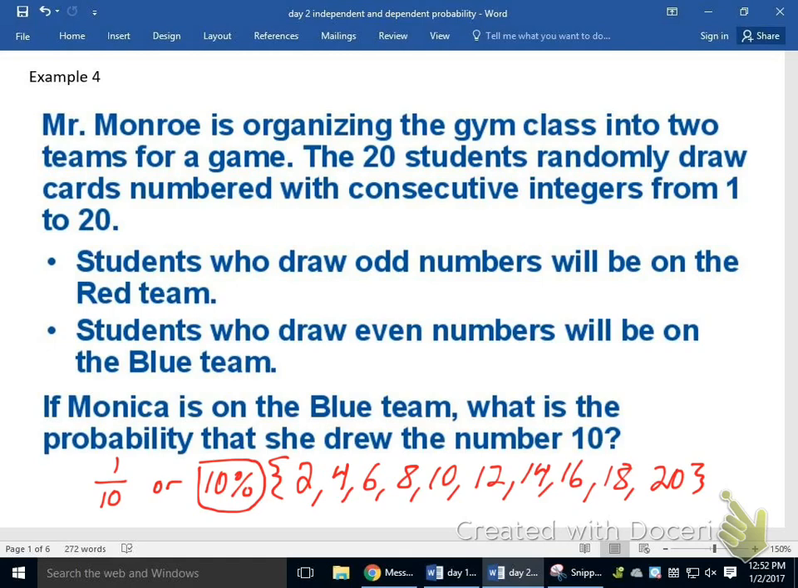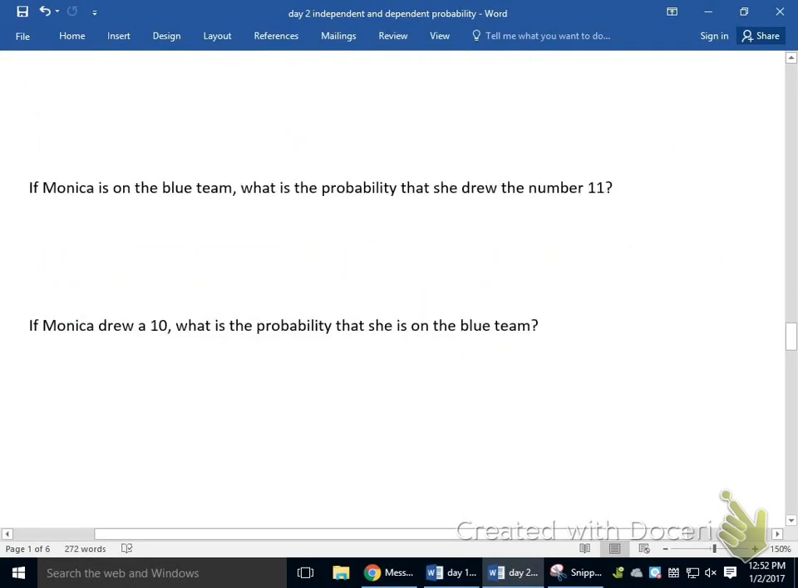But using the same situation and setup, let's take a look at this. Same situation. If Monica is on the blue team, what's the probability that she drew the number 11? Well, referring back to the sample space I just sketched out there, the number 11 isn't there. It occurs 0 times. That means there's a 0% chance she drew the number 11. Because if she's on the blue team, she drew an even number. She can't draw the number 11, so 0%.